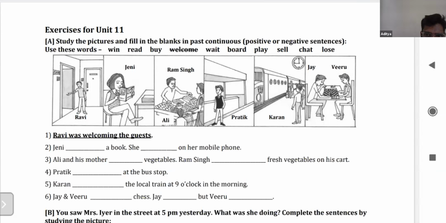Jay and Viru, past continuous. Jay and Viru was playing chess. Was playing chess, or were, weren't playing? Oh sorry. Jay and Viru were playing chess. Yeah, okay. So make sure you know which one goes where. There are two people here, so it will be Jay and Viru were playing chess all evening, or yesterday evening, whatever.